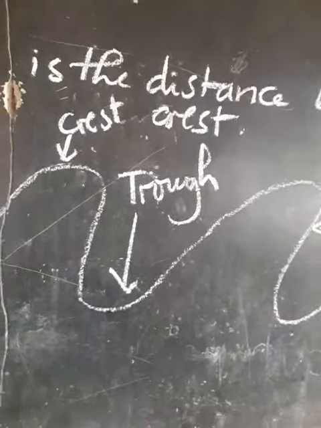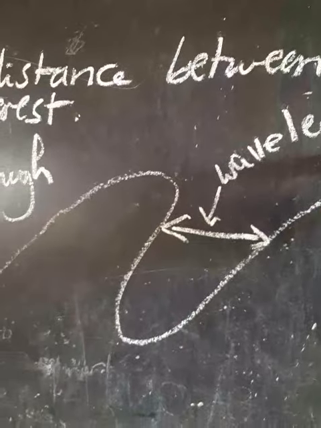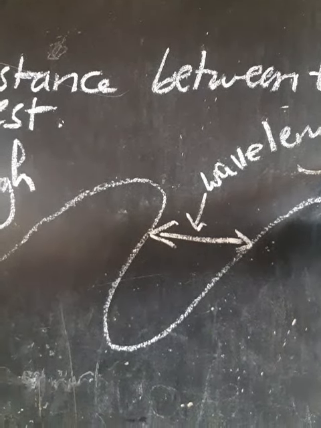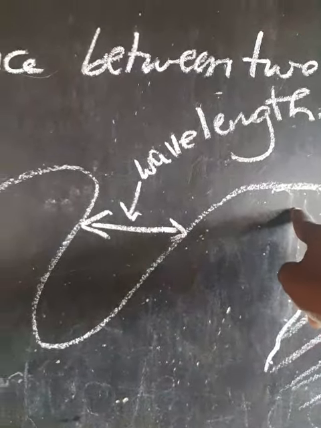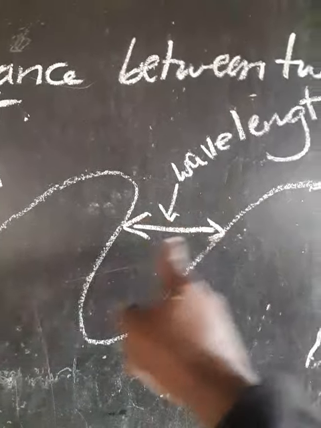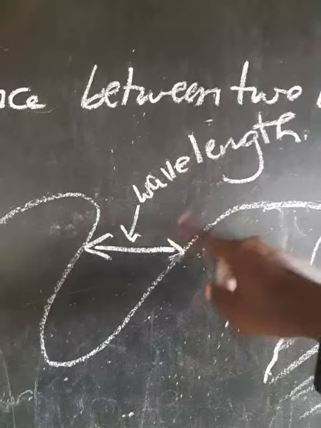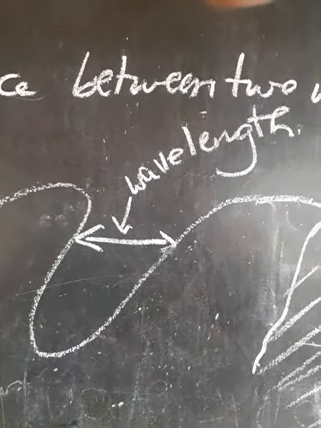Then let's also see a wavelength. A wavelength is the distance between two wave crests. This is a wave crest and this is another wave crest. The distance between the two, from here up to here, indicates a wavelength. So let's go to the next definition of term.